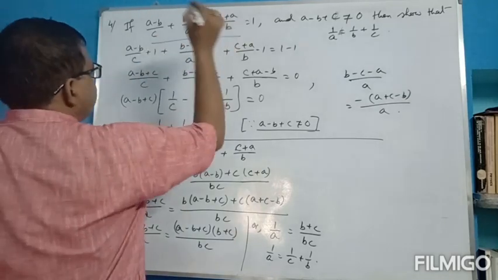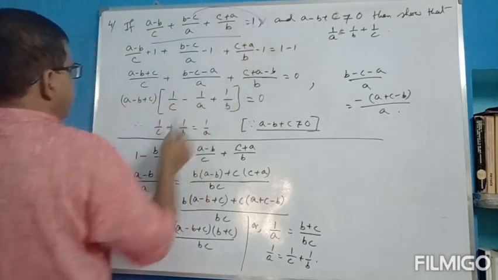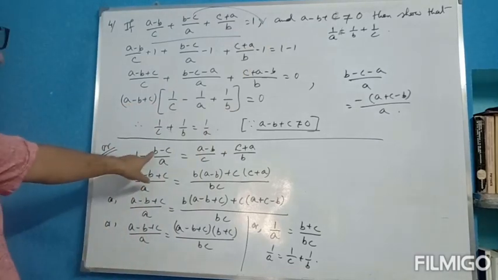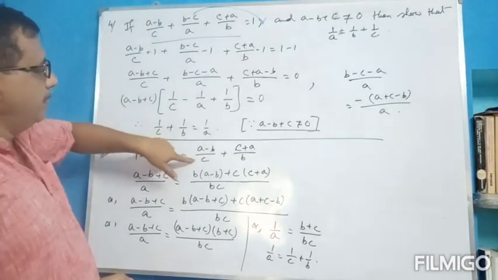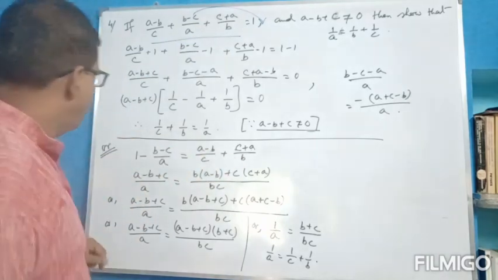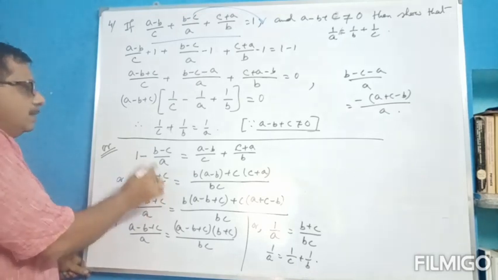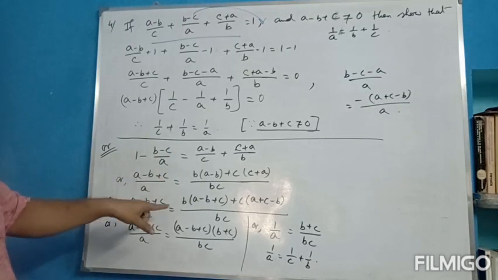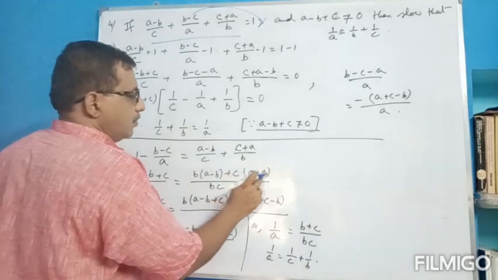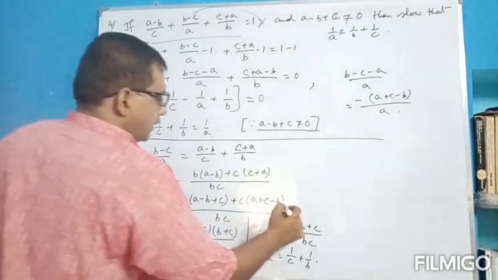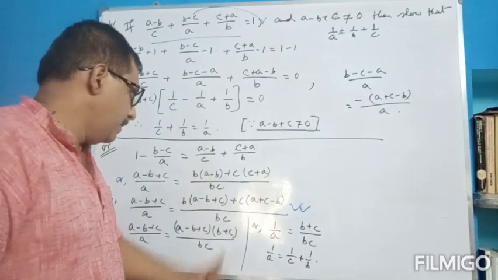Otherwise, there is another way we can solve this problem. From this relation, take the term (b minus c) by a to the right hand side. So we get 1 minus (b minus c) by a, and the other two terms remain intact: (a minus b) by c plus (c plus a) by b. Now just find the LCM. The LCM is a, so it is a minus b plus c, minus minus plus, so it is plus c. On the right hand side, b into c is the LCM, so b into (a minus b) and c into (c plus a). This is a very important step.